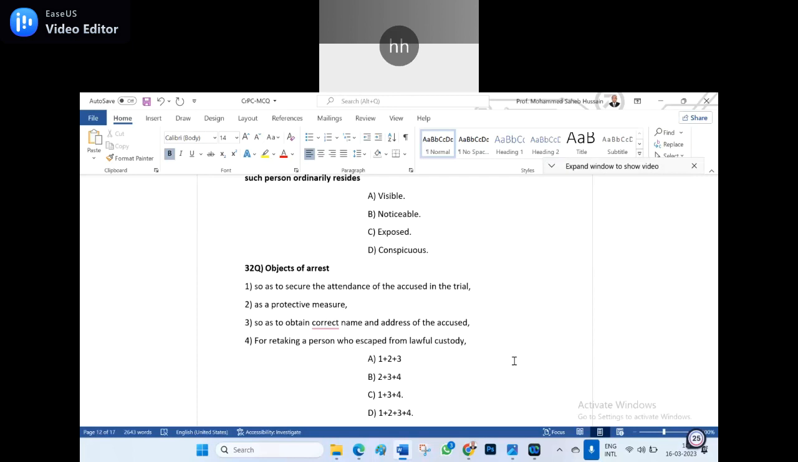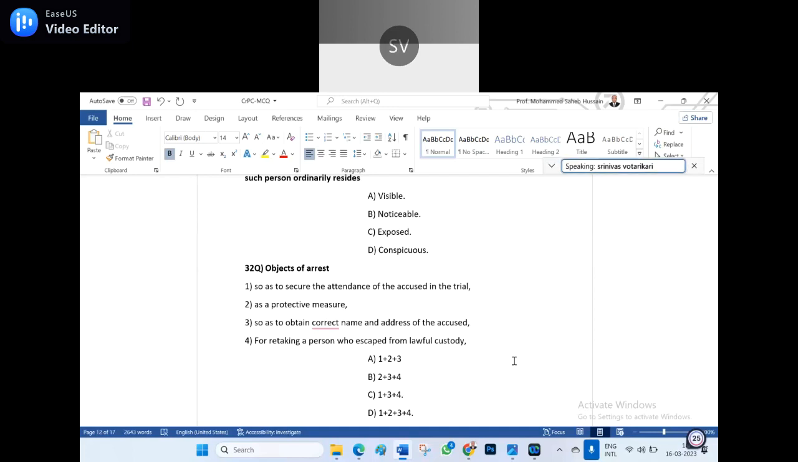Option D, 1 plus 2 plus 3 plus 4. Wrong. 1 plus 2 plus 3, option A. Wrong. I committed a mistake there. I made the mistake intentionally in one place. The answer, 2 plus 3 plus 4, B, sir. In the 2 I made a mistake. 1 plus 3 plus 4, C, sir. See, I told you already, the C I made.